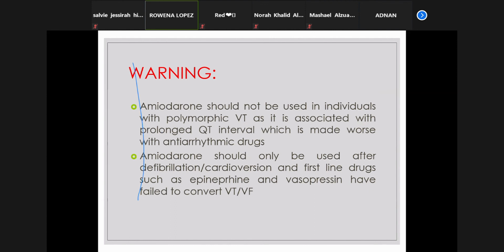Vasopressin is no longer used according to the Saudi Heart Association algorithm, if they have failed to convert VT or VF, okay? So after the second defibrillation, if you have a patient with cardiac arrest, pulseless arrest, of course, as we discussed previously, the patient will receive epinephrine. On the third shock, the patient will be started with amiodarone.